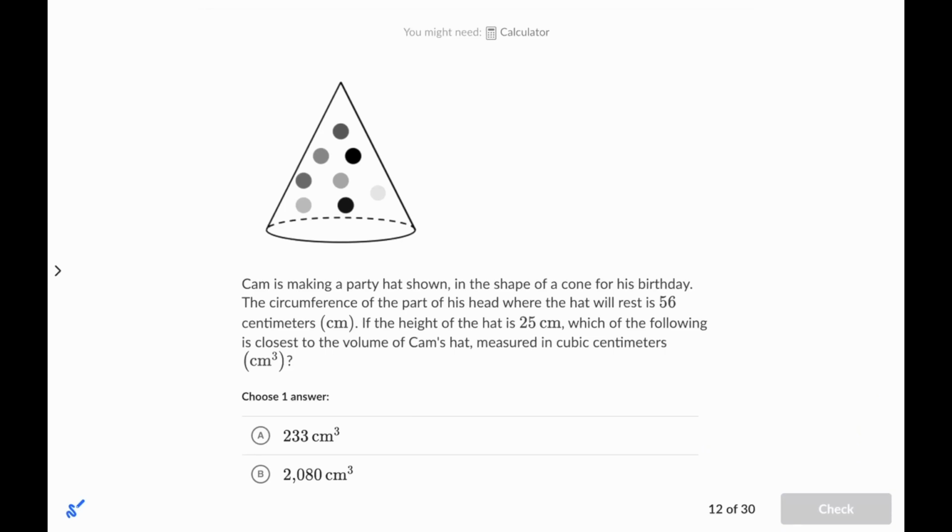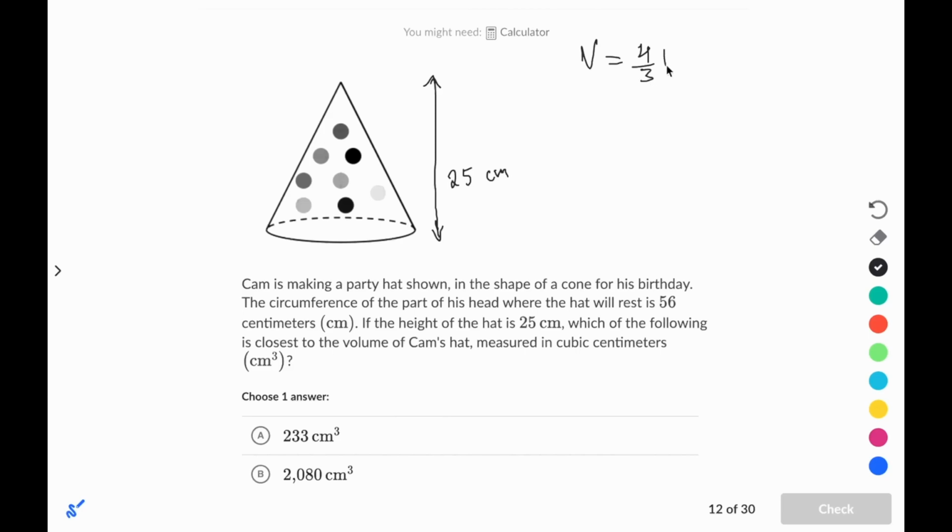Cam is making a party hat in the shape of a cone for his birthday. The circumference of the part of his head where the hat will rest is 56 centimeters. I'm thinking we're going to be dealing with some equations for the circumference of a circle, maybe. If the height of the hat is 25 centimeters, which of the following is closest to the volume of Cam's hat? Oh, okay. We need to find the volume of his hat. All right, so the volume of a cone is 4 over 3 pi r cubed. So we need to find r.